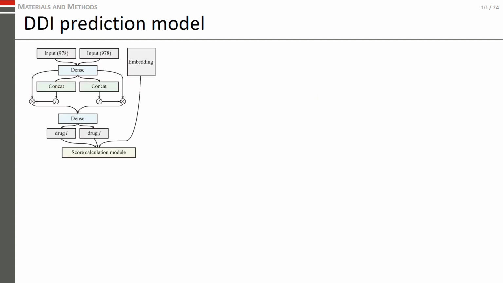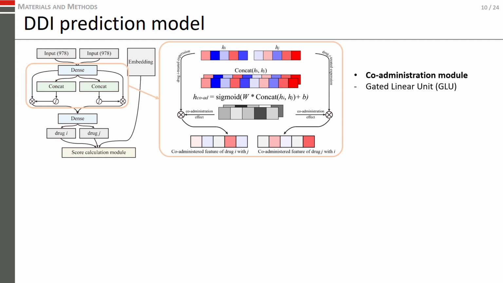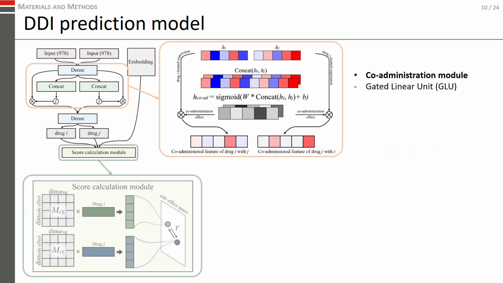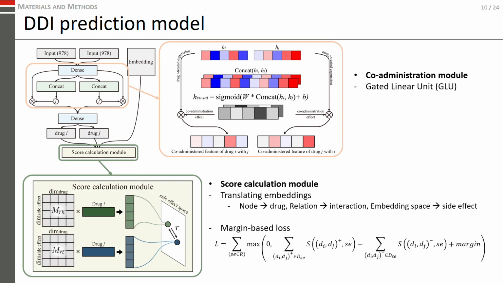On the other hand, the DDI prediction model is more complicated and consists of two key modules. The first is the co-administration model, consisting of GLUs to control the information flow with the consideration of drug combination. The second is the score calculation model. I applied a translational embedding method to make two related drugs close in side effect space. And then the margin-based loss made the scores of positives and negatives distinguishable.